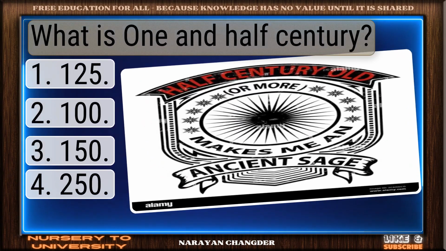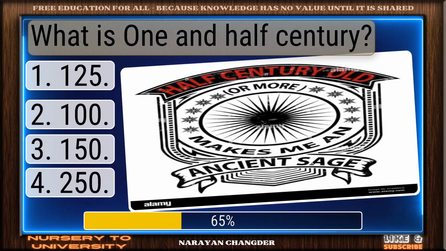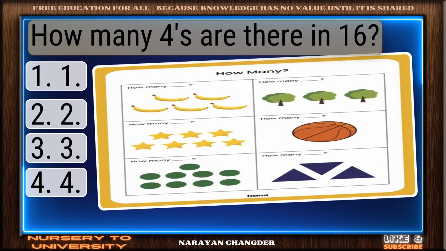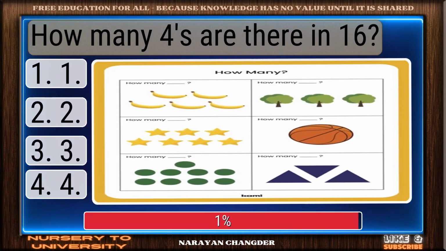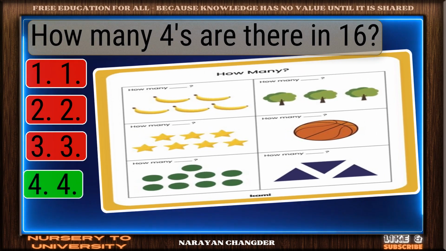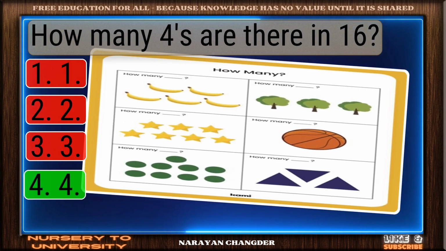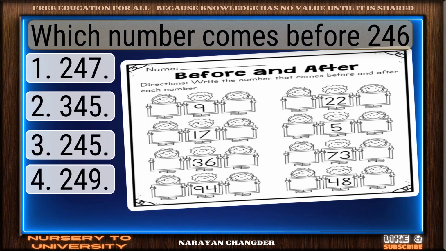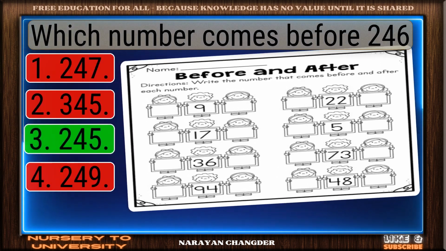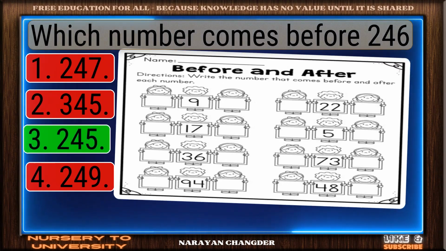What is 1.5 century? Bravo, 150 is the answer. How many 4s are there in 16? Strong choice. 4 is the right answer. Which number comes before 246? Excellent choice. 245 is the right answer.